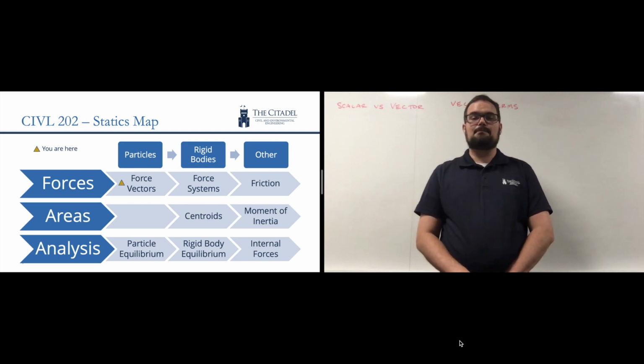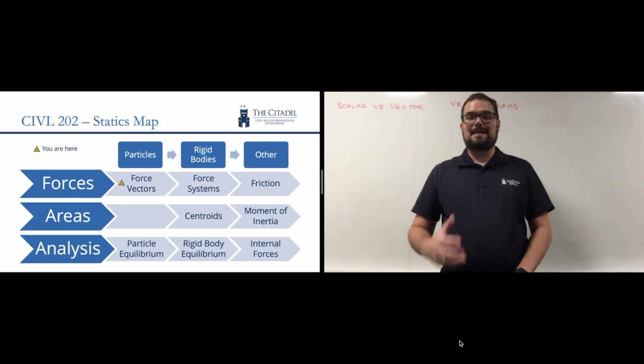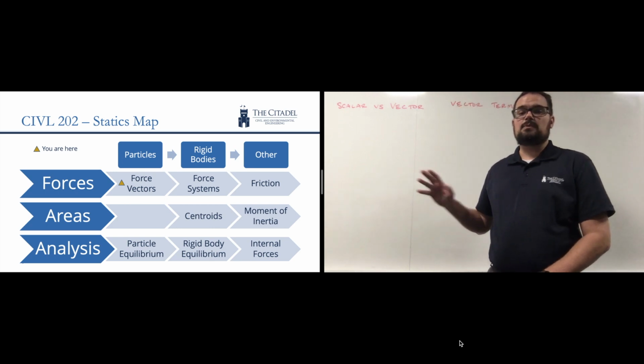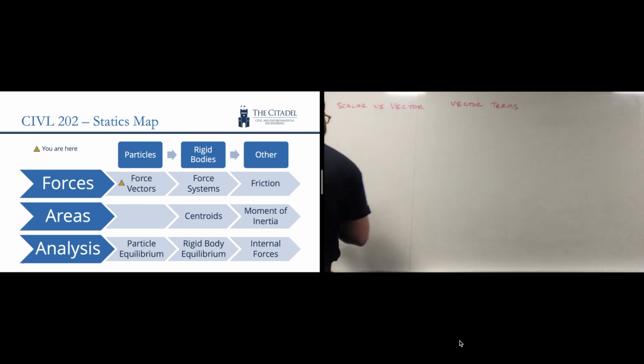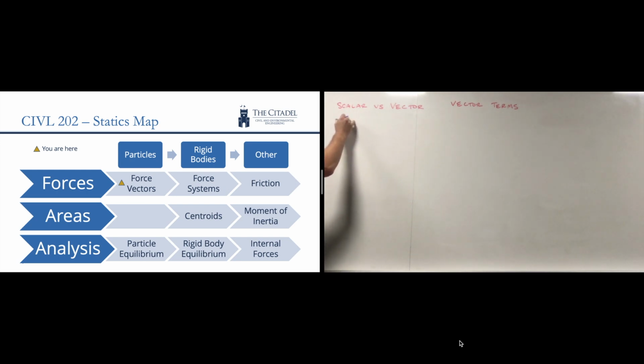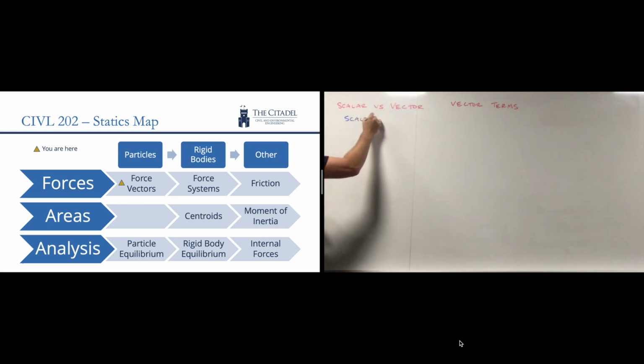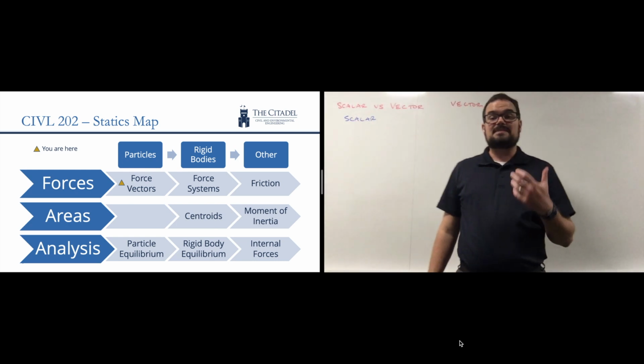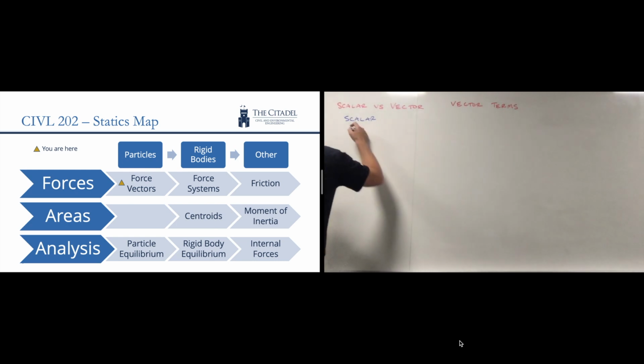And so at this point, it is important for you to embrace mastering the concepts that we're going to cover in statics. Now, the first thing we need to do is distinguish between two different types of quantities. The first type of quantity is a scalar quantity. And a scalar quantity is one that can be fully defined in terms of its magnitude alone.